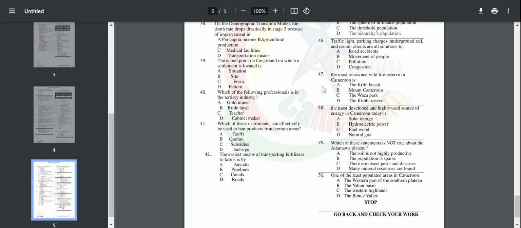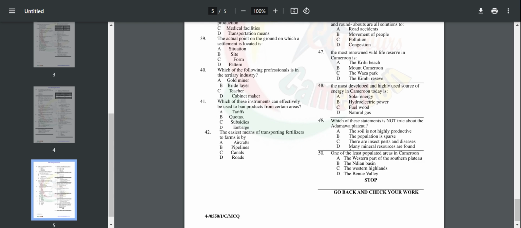Question 47. The most renowned wildlife reserve in Cameroon is... The answer is C, the Waza Park.